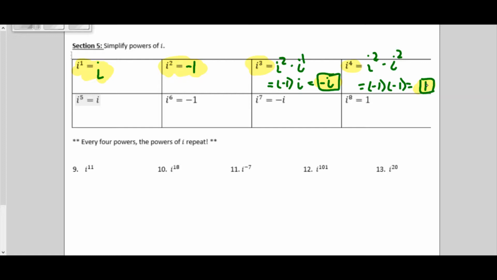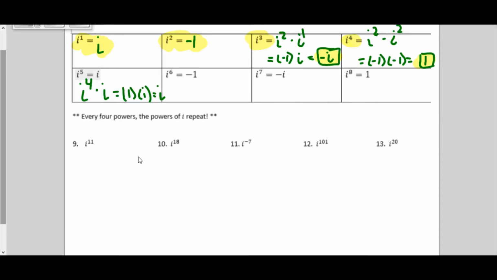These repeat themselves. If we continue this pattern of splitting up, for example, breaking up i to the fifth as i to the fourth times i, this would just be 1 times i, which is i. So we can continue this pattern, and what you're going to notice is that these first 4 powers of i that I highlighted repeat themselves.